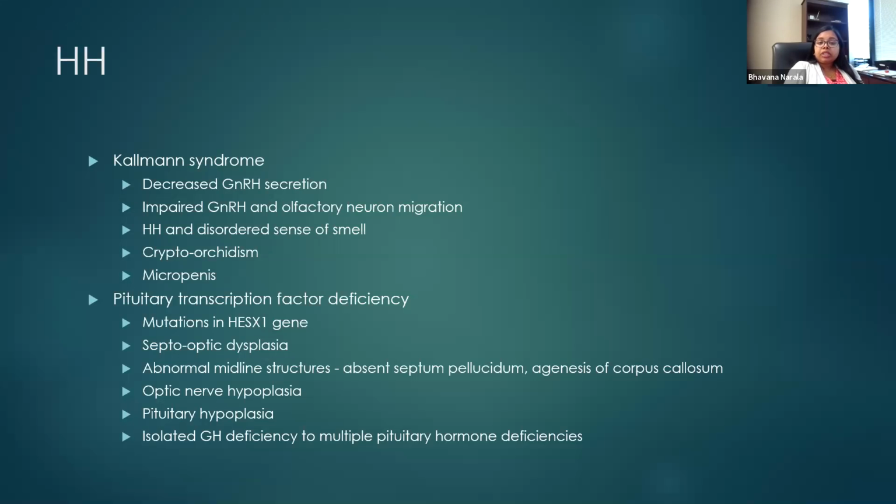Pituitary transcription factor deficiency, there's quite a few, but the one that I probably have seen on board exams is mutations in the HESX1 gene. It's commonly associated with septo-optic dysplasia. They can have abnormal midline structures such as absent septum pellucidum, agenesis of corpus callosum, optic nerve hypoplasia. They could have pituitary hypoplasia. And these children can present with isolated growth hormone deficiency to multiple pituitary hormone deficiencies, including delayed puberty.